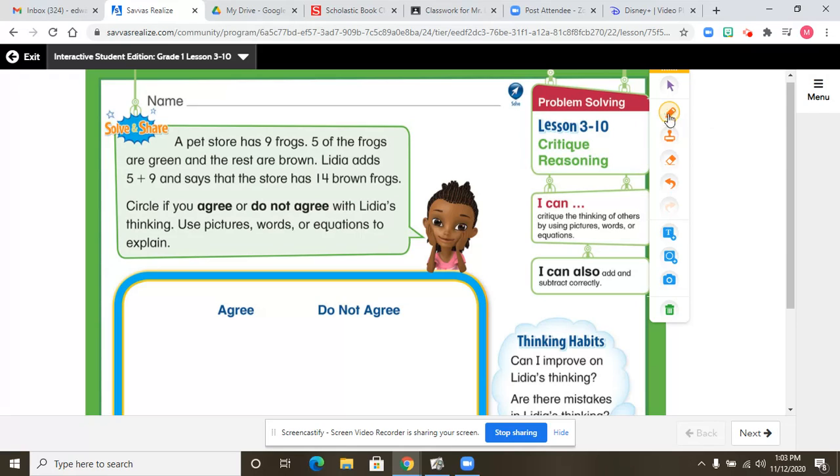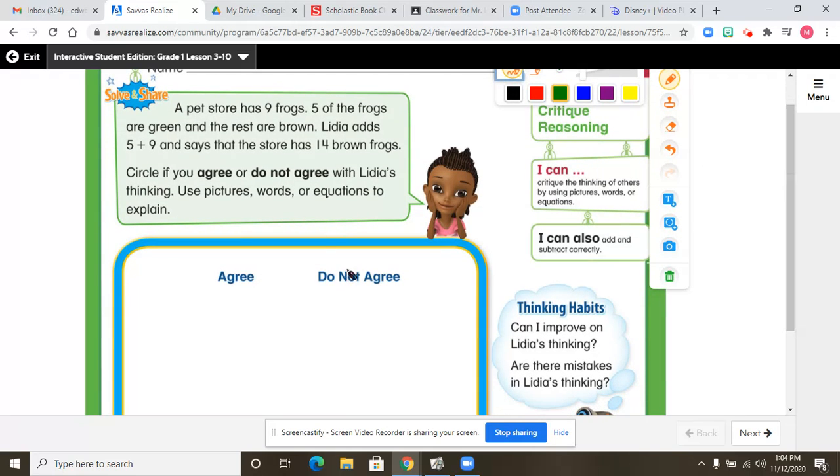Okay, so let's start with the very first sentence of the story problem. It says, a pet store has 9 frogs. Okay, so there's 9 frogs. 5 of the frogs are green and the rest are brown. Okay, so I'm going to make F's for frogs because I don't draw frogs very well. So there are 5 green frogs. So if you have colored pencils or crayons, you can use those so you can tell the different colors of frogs.